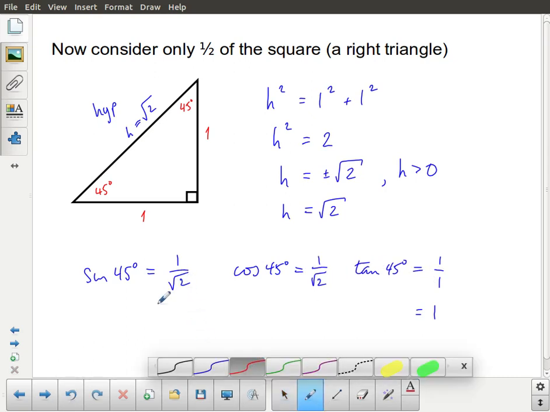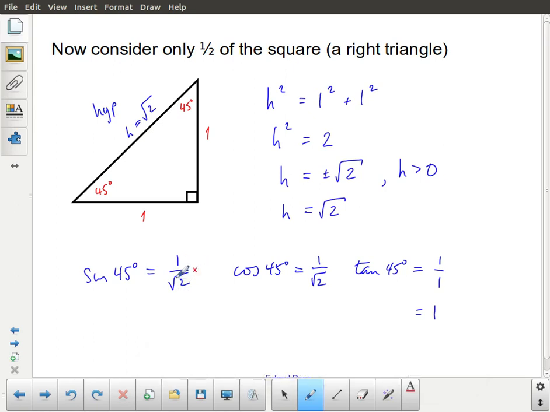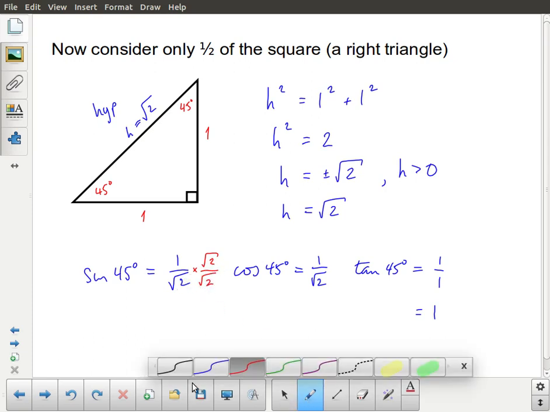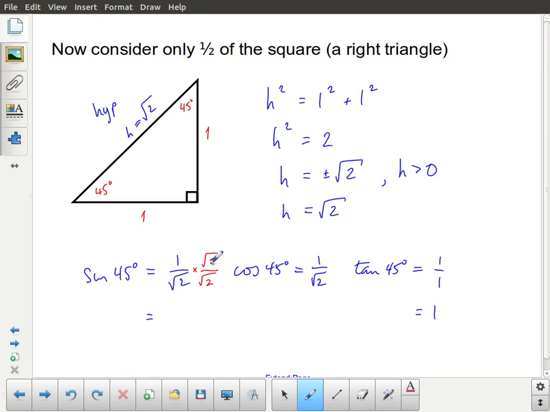We don't like to have radicals in the denominator. And so to get rid of radicals in the denominator, we go through a process called rationalization. In the case of simple radicals like this, it just means I'm going to multiply the numerator and denominator by square root of 2. What effect does this have? 1 times the square root of 2 is just the square root of 2. But root 2 times root 2 is actually root 4.